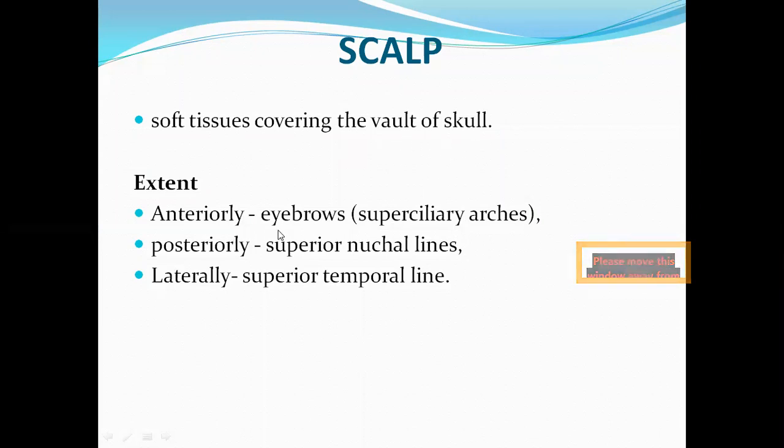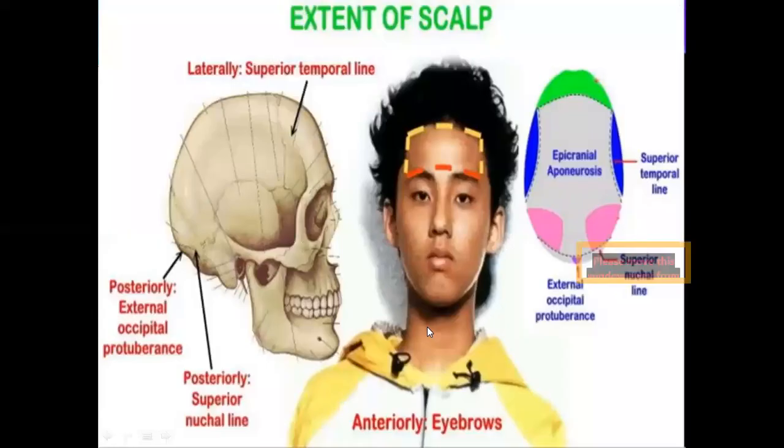It is extending anteriorly from the eyebrows, like superciliary arches. Posteriorly, we have superior nuchal lines. The extent of scalp posteriorly is superior nuchal line. Laterally, we have superior temporal lines. These lines like superciliary arches we have studied when we were doing norma frontalis, which are present as eyebrows, and superior nuchal lines we have seen in the norma occipitalis, and superior temporal line we have seen in norma lateralis, right? Now you see here, this is the superciliary arches, this is the superior temporal line, and here you have the superior nuchal line.